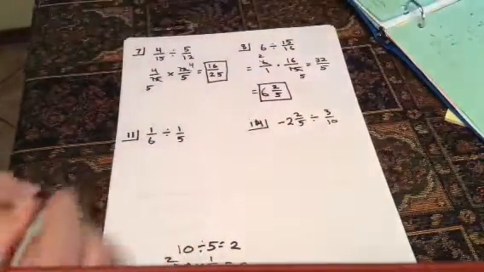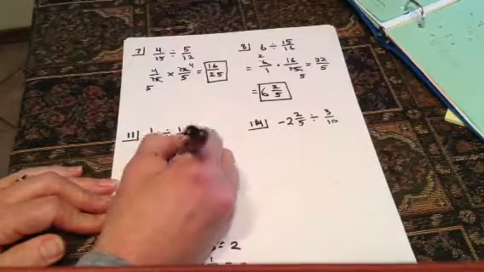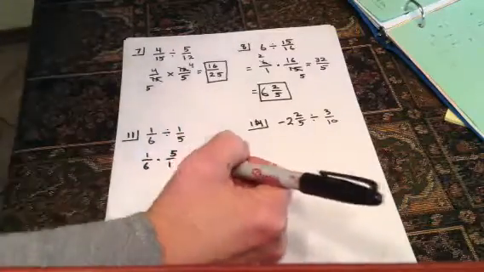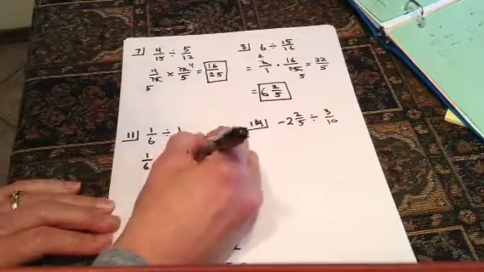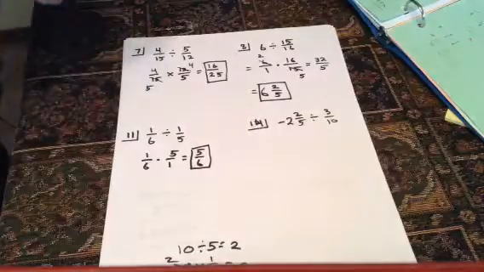On number 11, 1/6 times 5 over 1. We can't simplify, and so we simply multiply straight across. 5 over 6. That one is very straightforward.